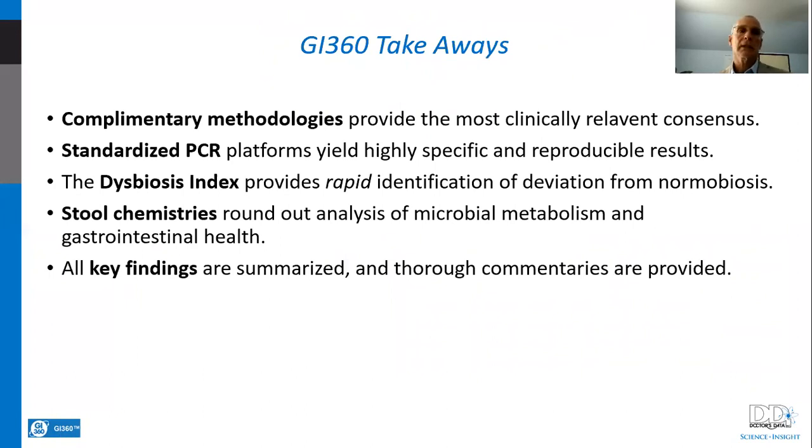So my takeaways are really quite simple. The complementary methodologies that we use provide the most clinically relevant consensus of your patient's gastrointestinal microbiota. Standardized PCR platforms yield highly specific and reproducible results. The Dysbiosis Index provides a rapid identification of deviation from normal biosis. Stool chemistries round out our analysis of microbial metabolism and gastrointestinal health, and all of the key findings are summarized and thorough commentaries are provided for all abnormal results.